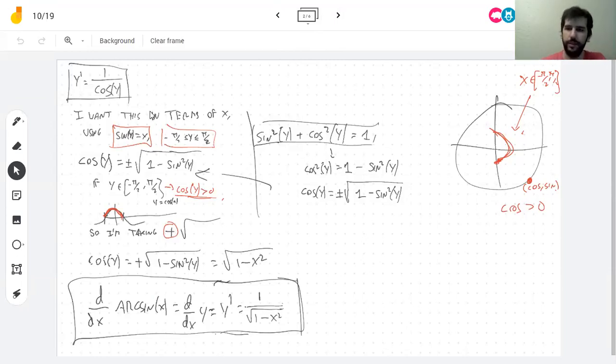Wait, so where did you get the x squared again? The x squared? Well, I had sine of y, squared. And what I know about y is that its sine equals x. So the thing inside this square is just x. It's just x, and then I'm squaring it. Okay. Any other questions?